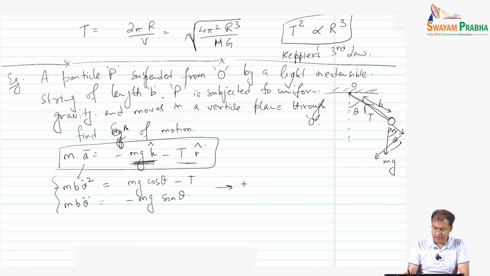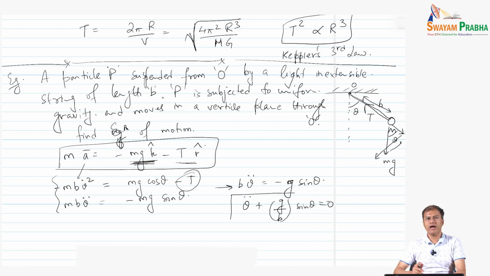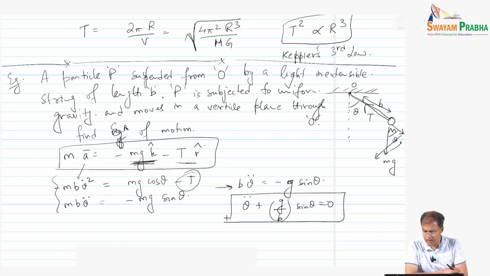From here I find the equation of motion. We eliminate T here, and we find that the equation of motion is b theta double dot equals minus g sin theta, or theta double dot plus g by b times sin theta equals 0. So here is what we have for the pendulum which is being acted upon by gravity.